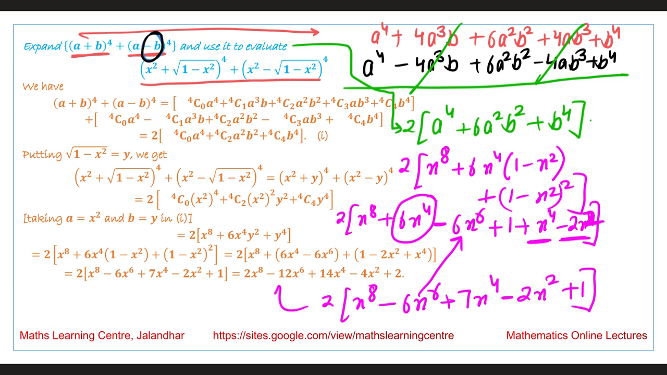And when we multiply these terms, we will obtain the final answer in this form: 2x raised to the power 8 minus 12x raised to the power 6, then plus 14x raised to the power 4, then minus 4x raised to the power 2, and the last term we have is plus 2 over here. So this is the final answer we obtain for this second part.